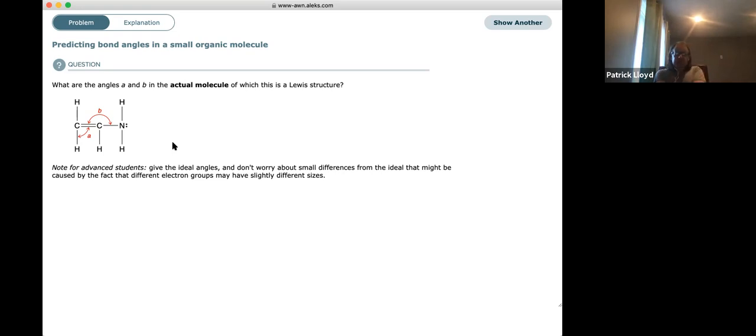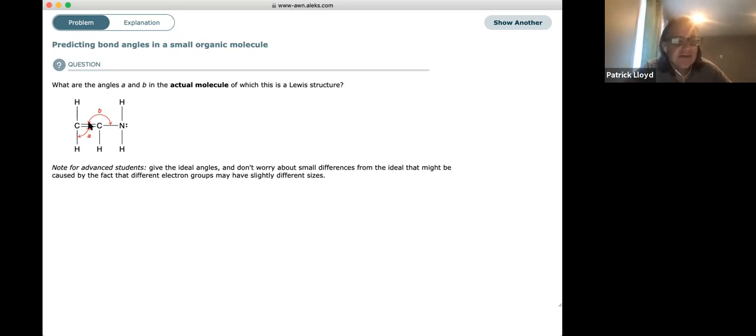So you have to figure out what the angles are based on the VSEPR theory. AX2, AX3, AX4, and so forth. So the actual molecule in this Lewis structure says, note for advanced students, give the ideal angles. Don't worry about the small differences that the ideal might be caused by the fact that there's different electron groups. So that point at the bottom means don't worry about small details. So for example, it turns out a lone pair takes up more room than a bonding pair. So if you have lone pairs, that tends to cause the atoms in the molecule to squeeze a little closer together. So, you know, it'll go from 109.5 down to 107 if there's one lone pair. If there's two lone pairs, it'll go down to 104.5. So just worry about those primary angles. So linear 180, trigonal planar 120, tetrahedral 109.5.